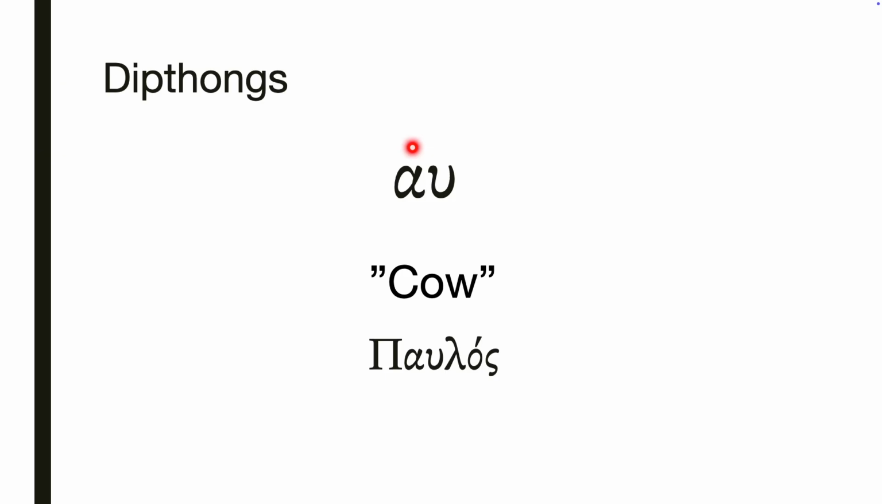The combination of alpha and upsilon makes an ow sound, like you are getting hurt, or the English cow. So Greek pow, loss. Ow as in cow or pow, loss. The combination of omicron and upsilon makes an oo sound, as if you are impressed. Oo as in food or oo keti.